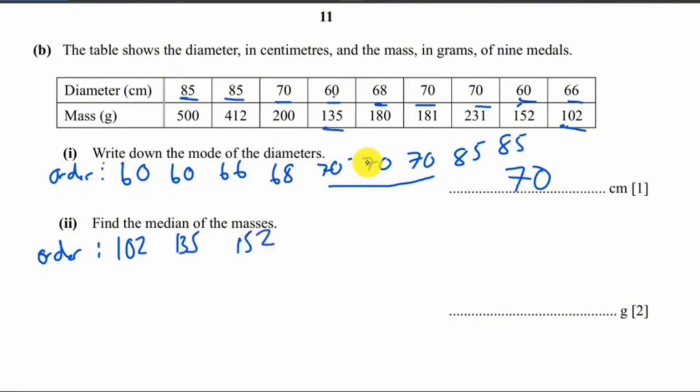After 152, 180, 181. Next one, 200. After 200, 231. And next one is 412. The last one is 500.